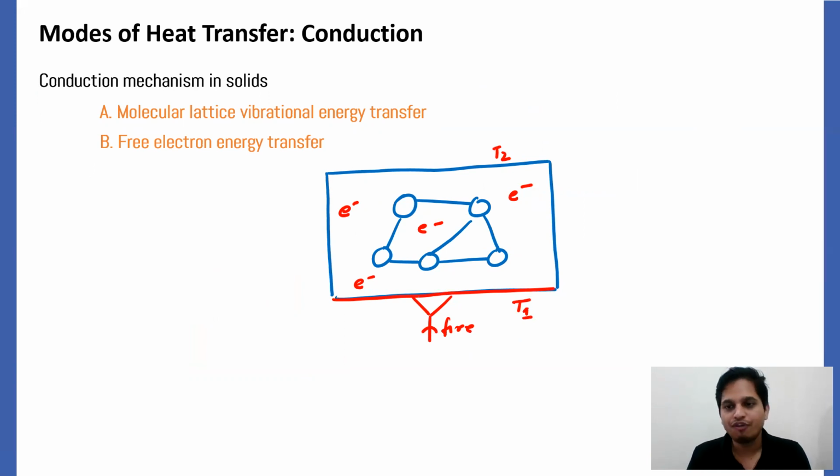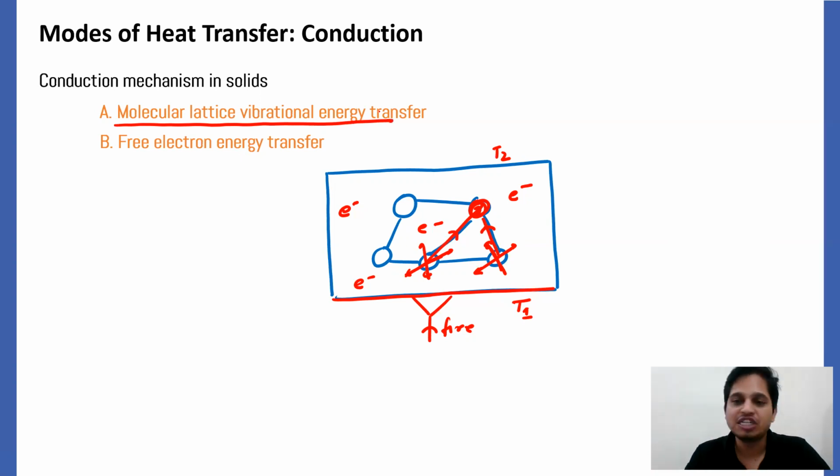Now what will happen? The molecules that are closer to the hot side will start vibrating about their mean position. This one is also going to vibrate. When they are vibrating, they are going to collide with the other molecules and transfer heat. Similarly, this is going to vibrate and transfer heat. That is called molecular lattice vibration energy transfer: energy transfer that happens because of the vibration of molecules.